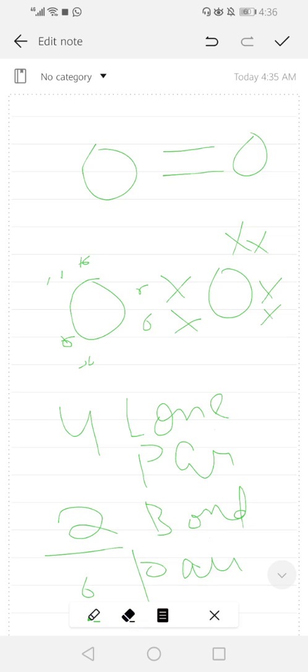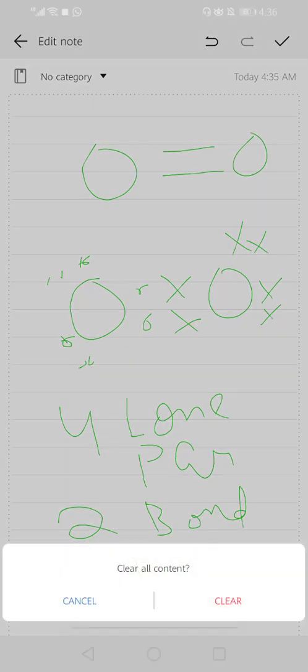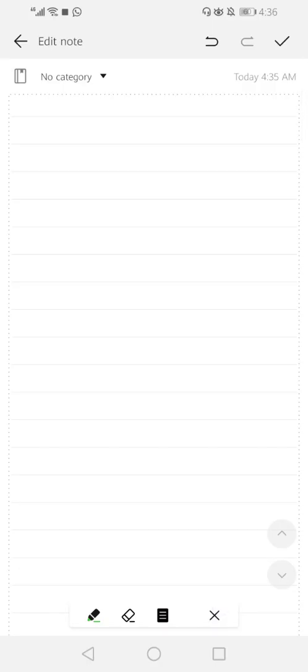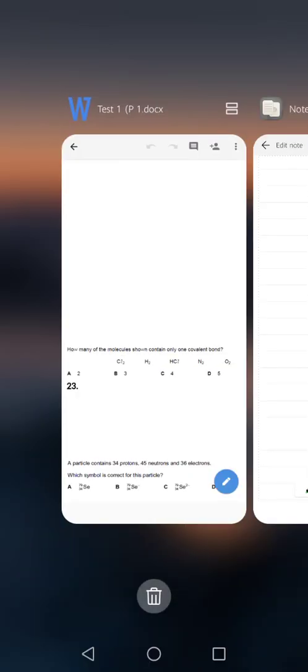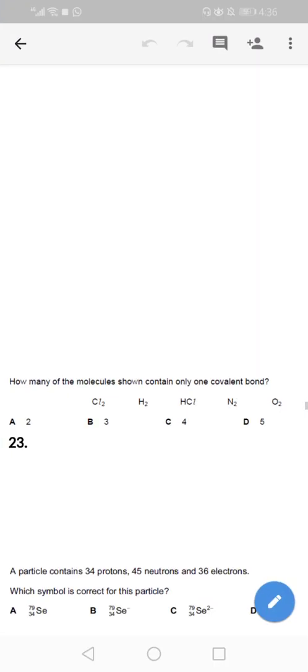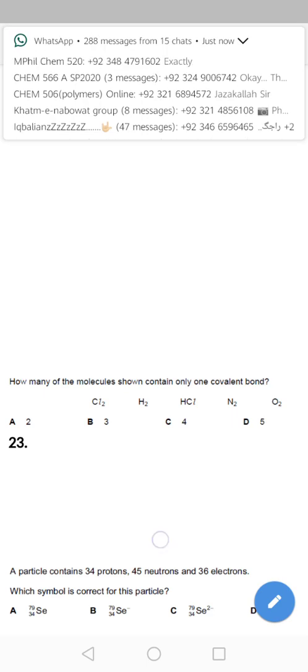So it's very simple. Let's come to the question: how many of the molecules contain only one covalent bond? It's very simple: 1, 2, 3. The first 3 are the examples. So the right answer is B.